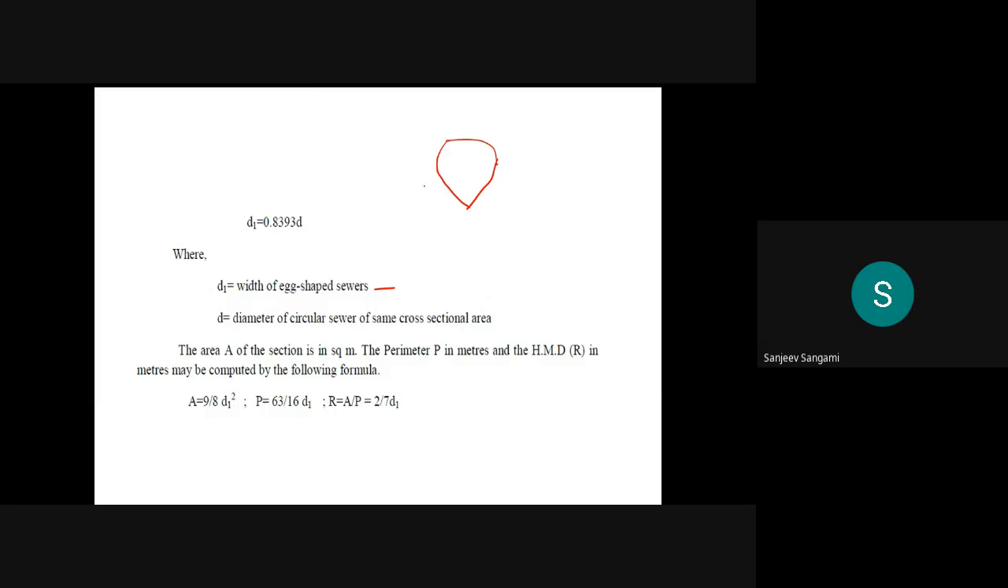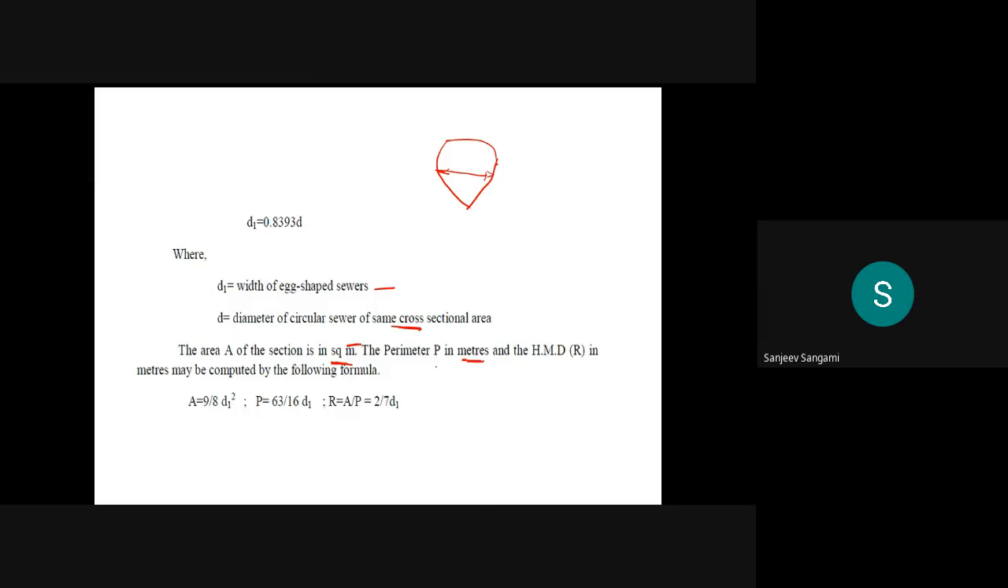Okay. The D is the width, and D is the diameter of the sewer at the same cross-sectional area. So the area A of the section is always in square meters. And remember this formula. Whatever the equations are, these are empirical equations, and make sure that whatever the area is, it is in square kilometers. The perimeter in meters and the hydraulic mean depths are in meters.